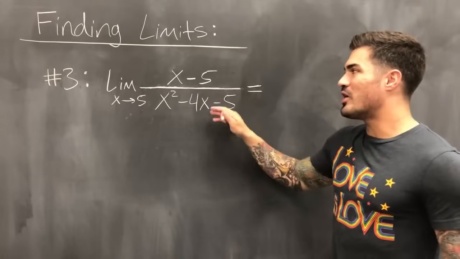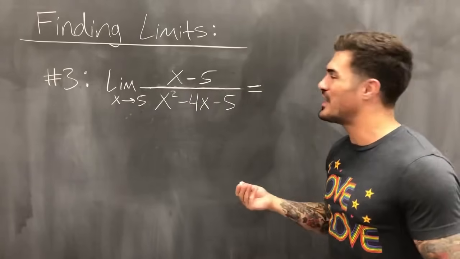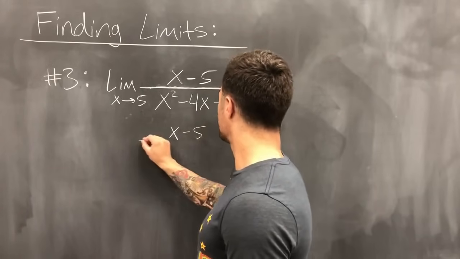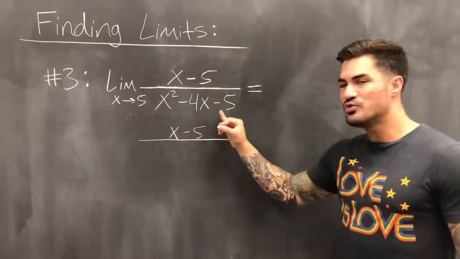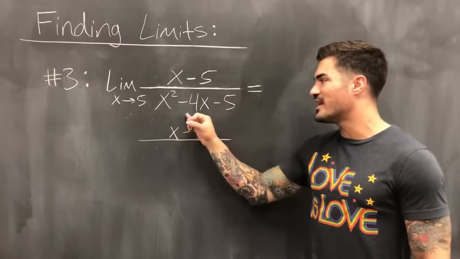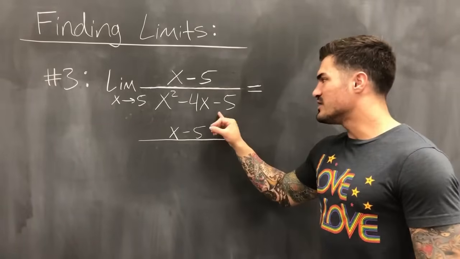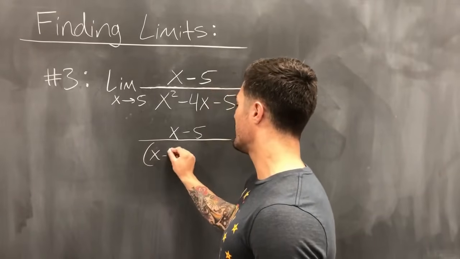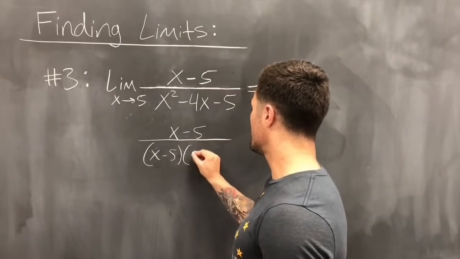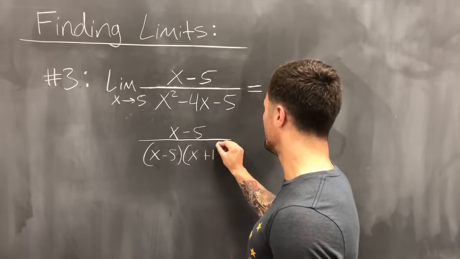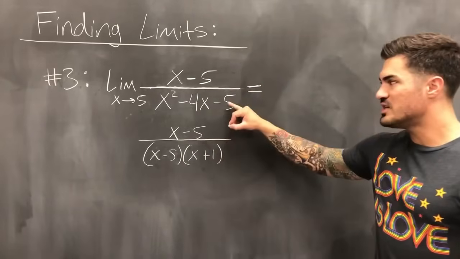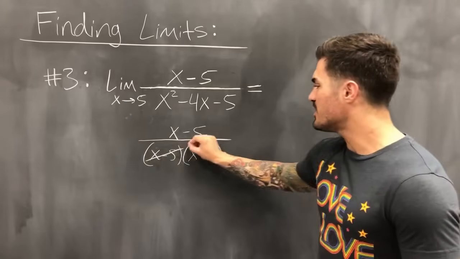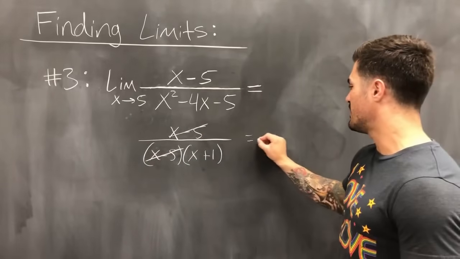So let's see if I can factor the bottom and somehow cancel maybe an x minus 5. All right, let's try this. So if I factor the bottom, I have x minus 5 up top. I'm looking for basically two numbers that multiply to be negative 5 and add to be negative 4. So let's see. I think minus 5 and plus 1 will work. And that is going to cancel my x minus 5. So x minus 5, x plus 1. And I can FOIL this out and see if I get back to here, which I do, if I want to double check my factoring here. So x minus 5 can cancel with the x minus 5.